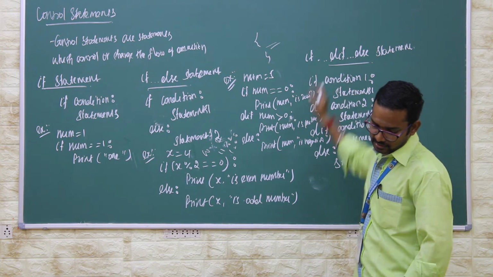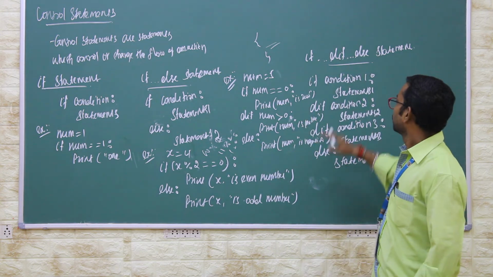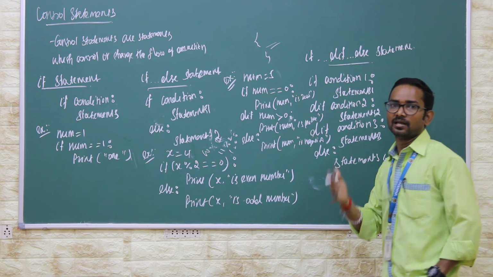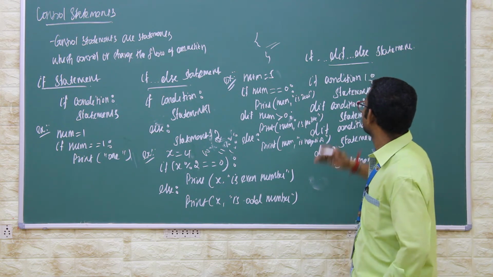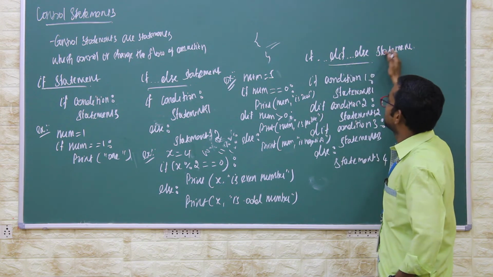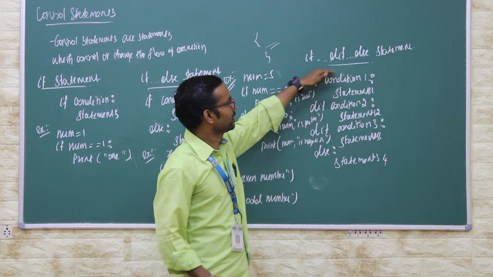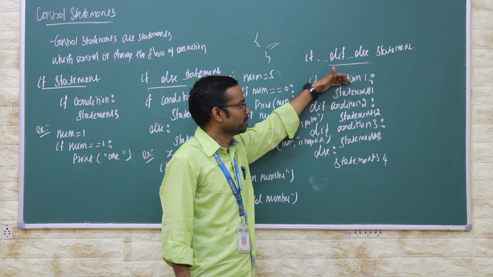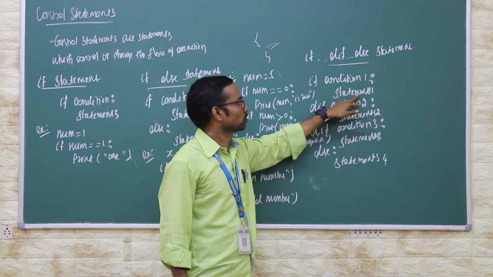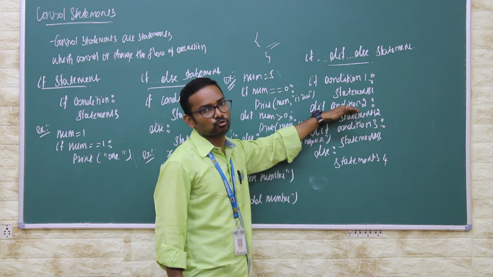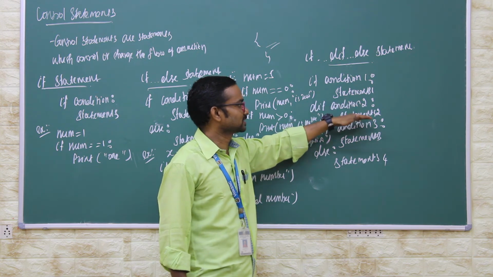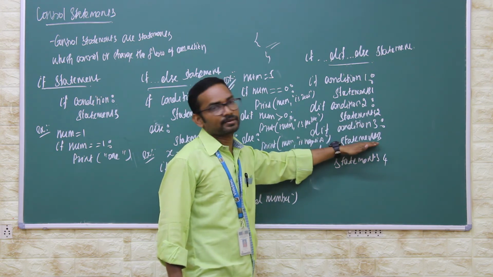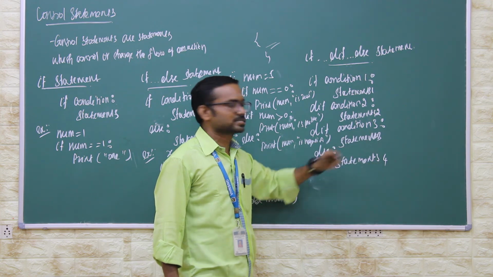Next, there is another one, the if-elif-else statement. Sometimes the programmer has to check multiple conditions and execute statements depending on the condition. For this, if-elif-else statements are used. First, the syntax: if condition 1 is true, statement 1 is executed. Suppose condition 1 is false, then condition 2 is checked. If condition 2 is true, statement 2 is executed. Suppose condition 2 is false, then condition 3 is checked. If condition 3 is true, statement 3 is executed. Suppose condition 3 is false, then statement 4 is executed.